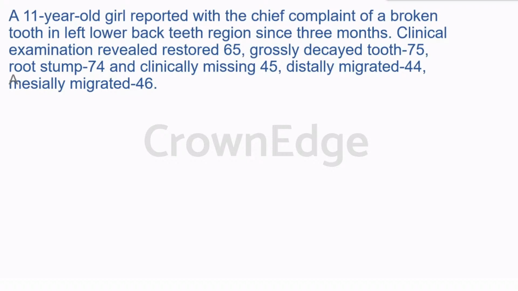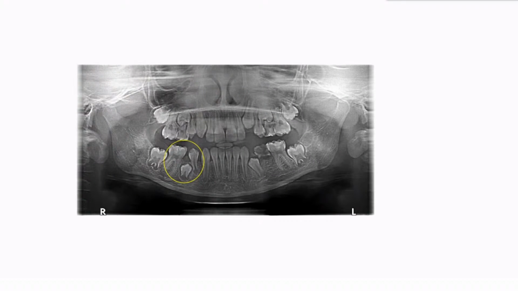So they're concentrating more on the lower arch, I think. They've given the image only of the lower arch. There is space loss in this region, very clear space loss. There's a root stump here, there are grossly decayed teeth over here, and the bicuspid has already erupted. There's no space for the second bicuspid in this region. This is the OPG image, very clearly shown. There is more than 3 mm of space loss in this region.